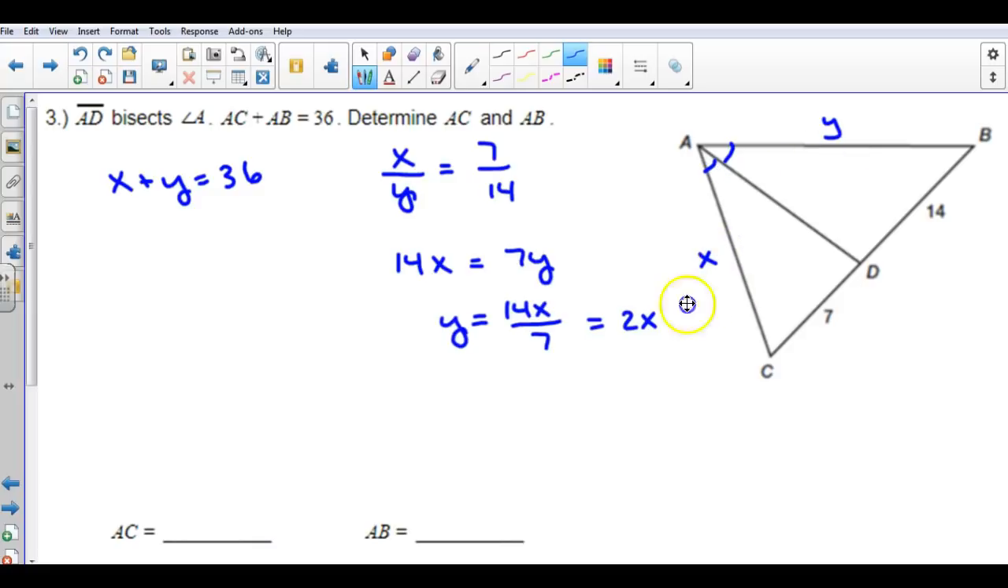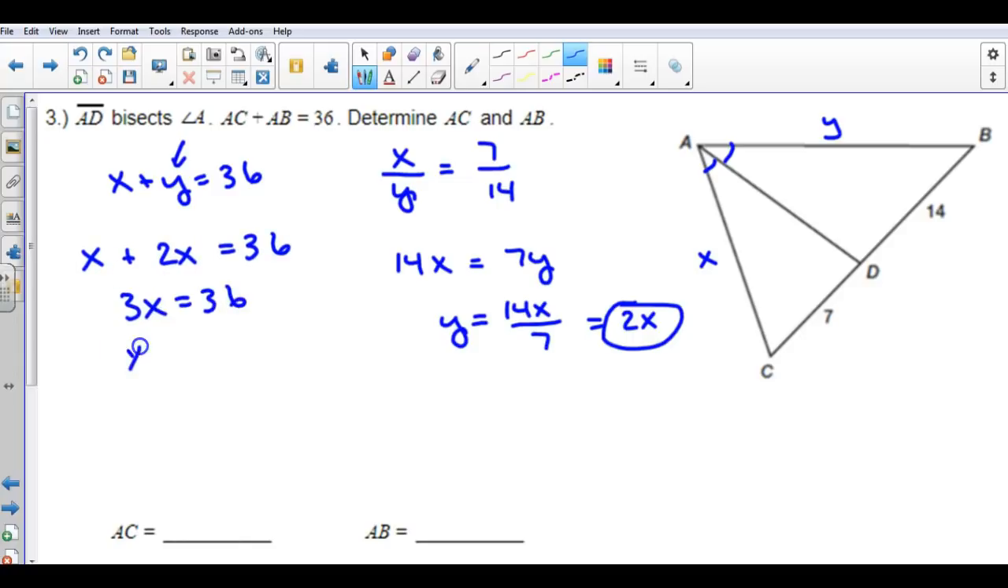So whatever y is, it's double whatever x is. And you can also see that relationship because the 14 is double the 7, so the y is going to be double the x. So all that I'm going to do is take this little fun fact that y is equal to 2x, and I'm going to substitute that in for y. So I know that I have x plus 2 of those x's is equal to 36. That gives me 3x equals 36. And then x equals 36 divided by 3, which is 12. And that's what our length of AC was. So that was 12. And we know that my y value was equal to 2 times that x value. So 2 times 12 gives me a y value of 24.